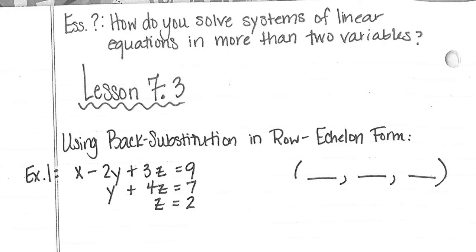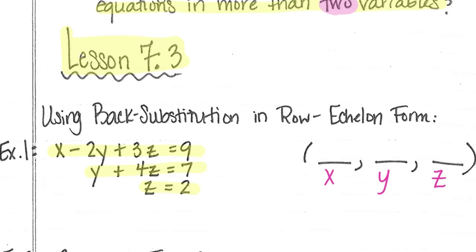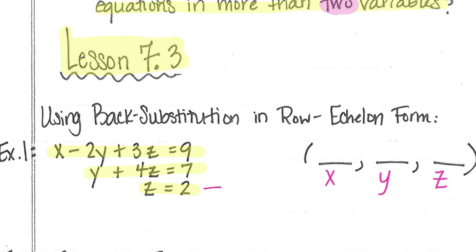All right, Precalc, so there is this awesome way to do what we call back substitution. We are in lesson 7.3, and we have moved from just an x and y to now an x, y, and z. Our essential question is, how do you solve systems of linear equations with more than 2 variables? So now we're working with 3 variables, so we will have an x answer, a y answer, and a z answer. Back substitution's user-friendly because, as you notice, they already give us the z.